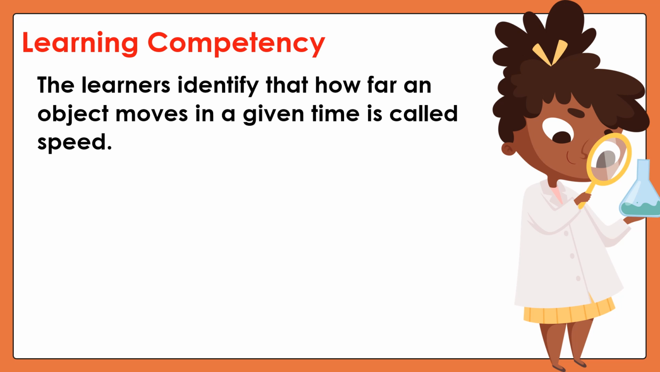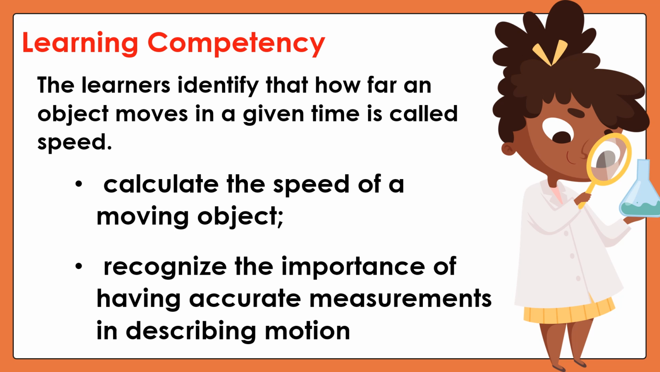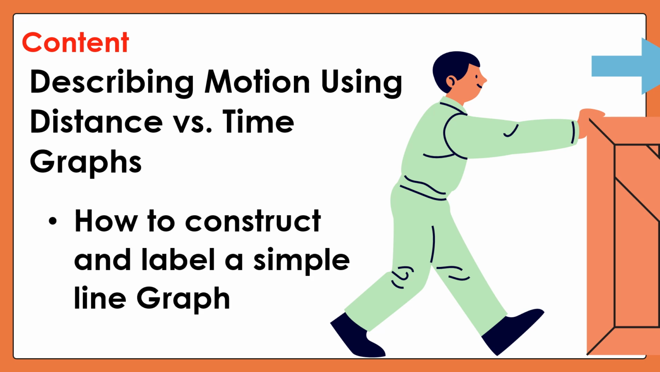The learners identify that how far an object moves in a given time is called speed. Calculate the speed of a moving object. Recognize the importance of having accurate measurements in describing motion. Describing motion using distance versus time graphs. How to construct and label a simple line graph.